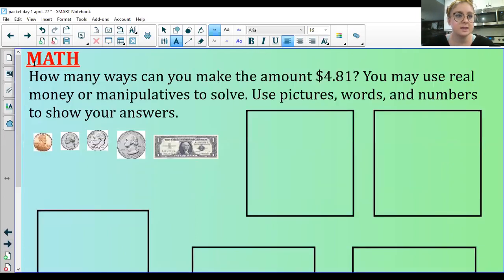All right, math question. Friends, we are almost there. I know this video is longer than our previous ones, but we got more work to do. For math, the question says, how many ways can you make the amount $4.81? You may use real money or manipulatives, so you could use what I'm going to use today, or you could draw. Use pictures, words, and numbers to show your answer. So I have my manipulatives here.